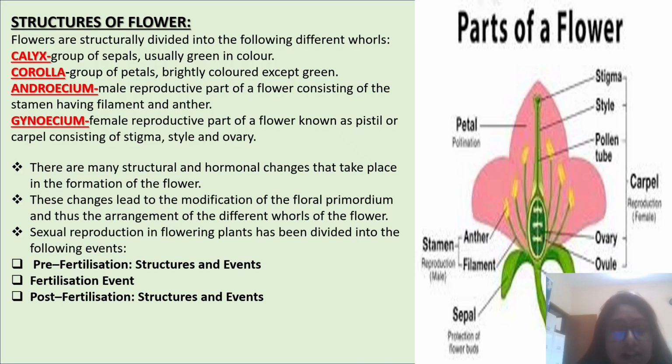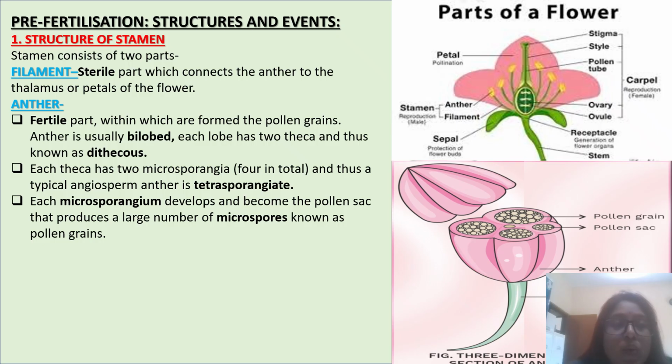First, pre-fertilization structure and events. Next, fertilization event. And last is the post-fertilization structure and events. At first, we will know about the pre-fertilization structure and events. First, structure of stamen. Stamen consists of two parts, filament and anther.